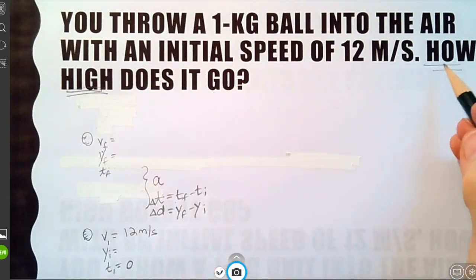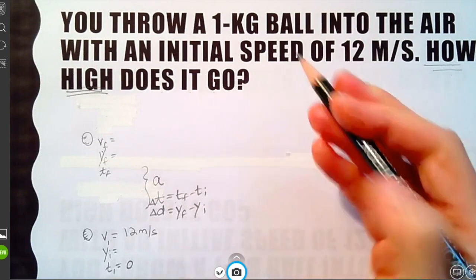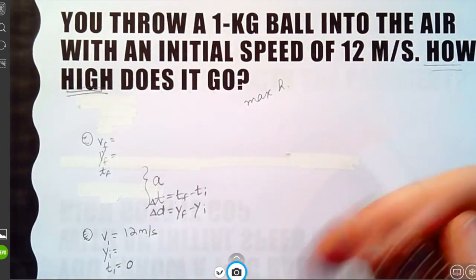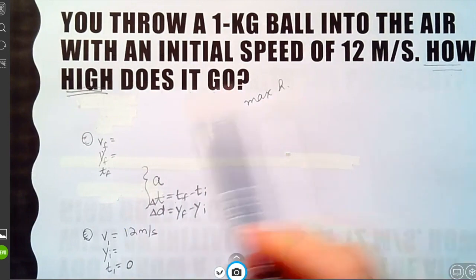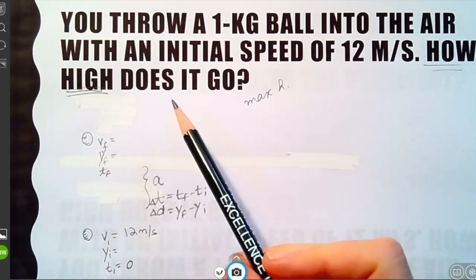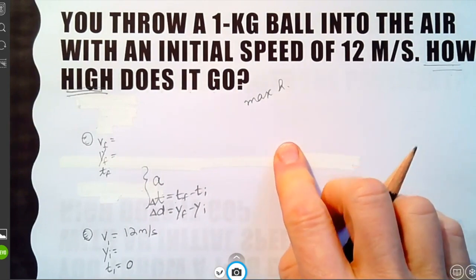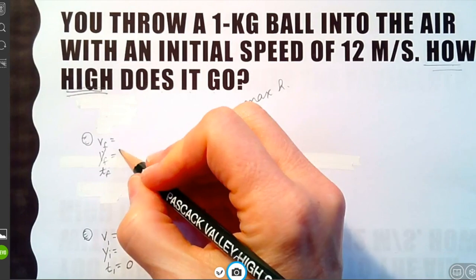So what are you being asked for? How high does it go? So that is maximum height. The reason why it's maximum height is because you're looking for the maximum height that it goes. It's implied in the statement. It doesn't say how high is it after 3 seconds. So the implication is that it's not going to go any higher and it's not going to yet start down. So we're looking for that maximum height.